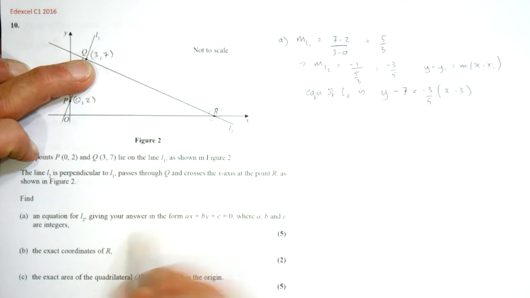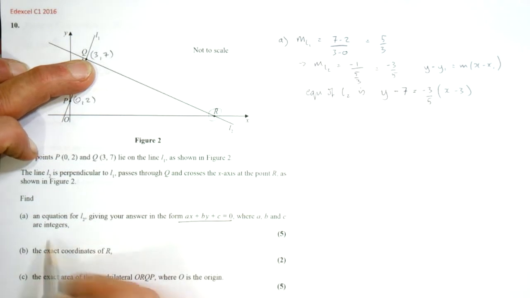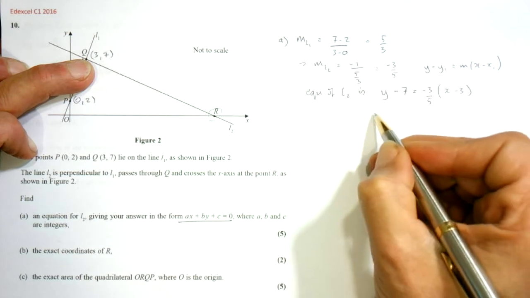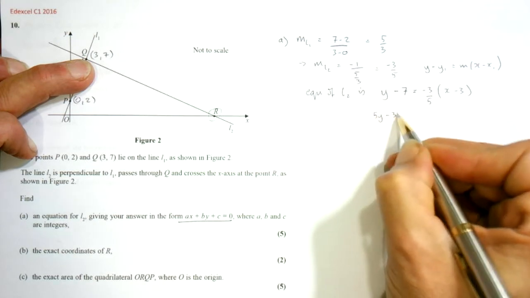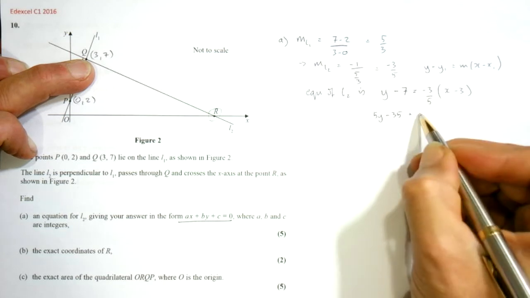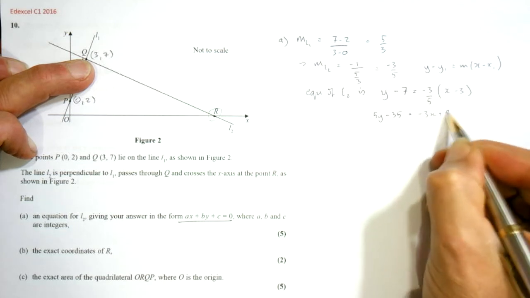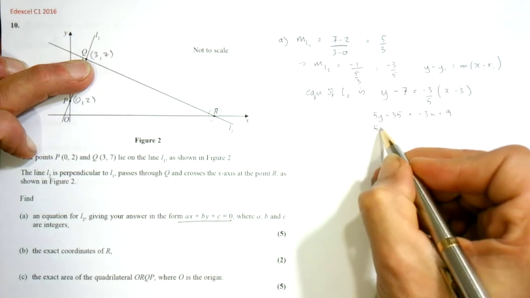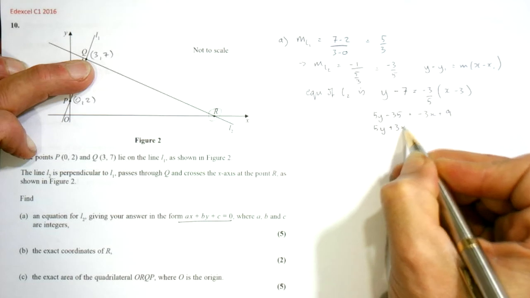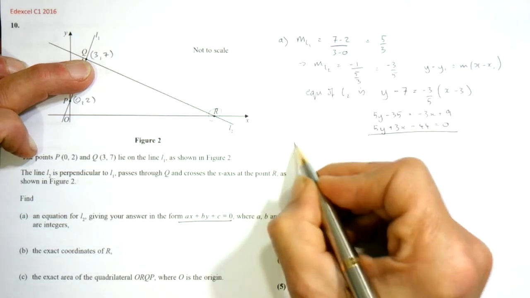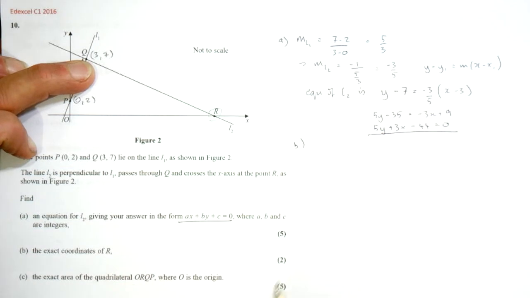Rearranging this to put it into the format where a, b and c are integers, the best thing to do is multiply everything by 5. So 5y take away 35, and multiply this bracket out by minus 3, so minus 3x plus 9. Move everything over to the same side, make it equal to 0. So 5y plus 3x, take away 44, equals 0. Done. Part B. The exact coordinates of R.